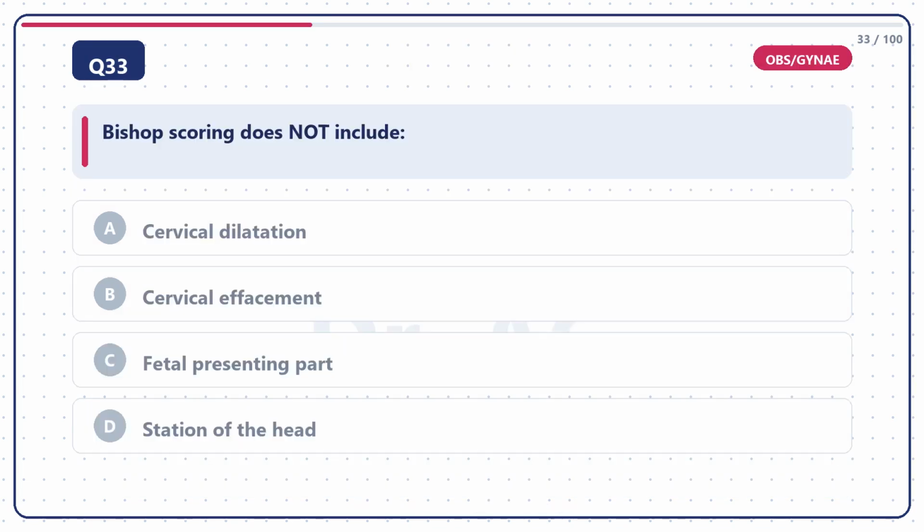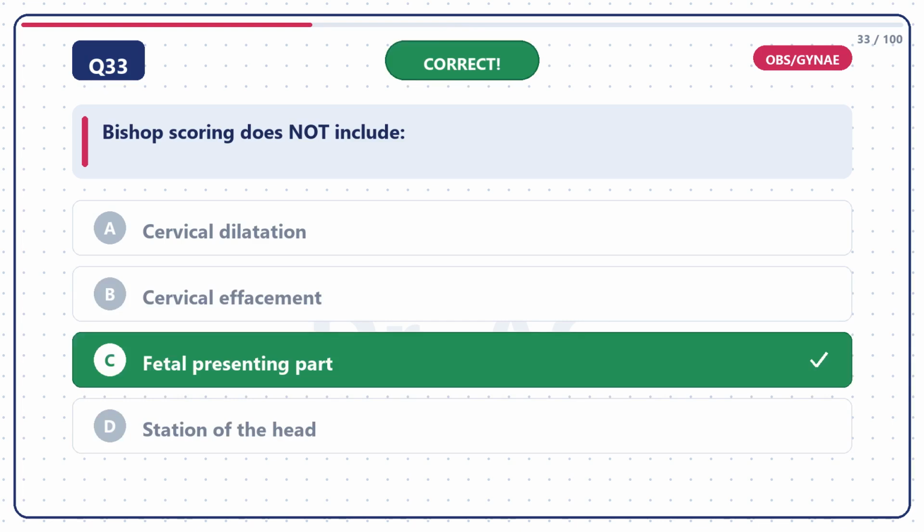Question 33. Bishop scoring does not include Option A. Cervical dilatation. Option B. Cervical effacement. Option C. Fetal presenting part. Option D. Station of the head. The correct answer is option C.